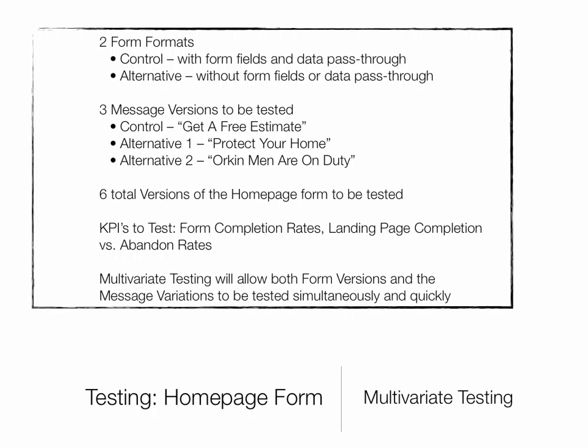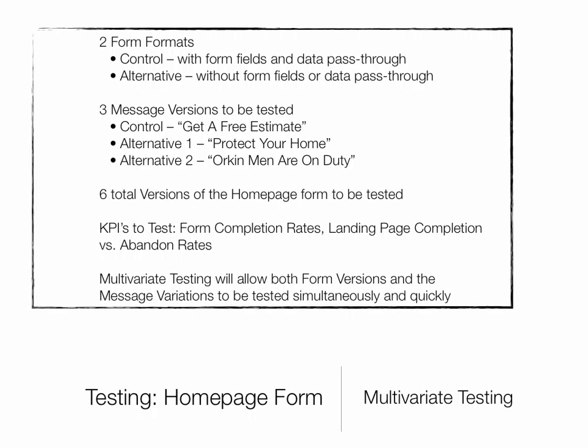The testing methodology for this would be a multivariate test. You'd have two formats. You'd have the control with the form fields and data pass through, and then you'd have an alternative without the form fields or data pass through. And then you'd have the three message versions to be tested. You'd have the control, the get a free estimate message version, the alternative one, which would be the protect your home alternative message for the form, and then the alternative two, which would be the Orkin Men are on duty alternative messaging.